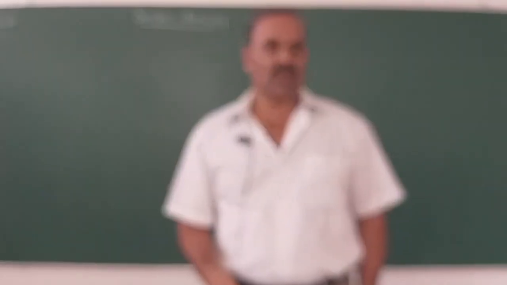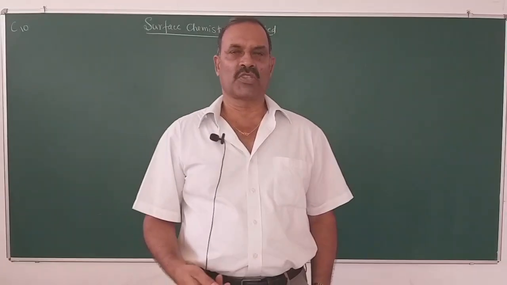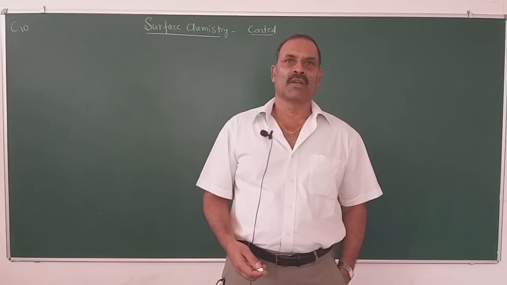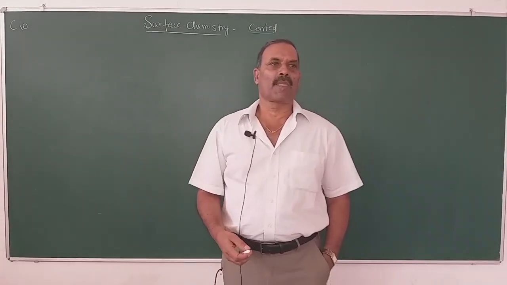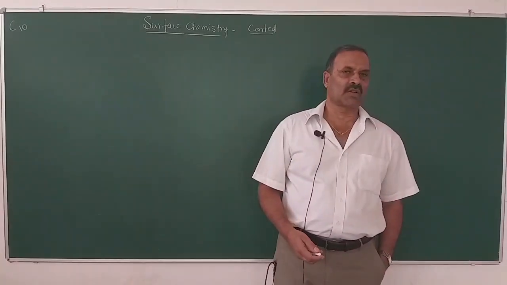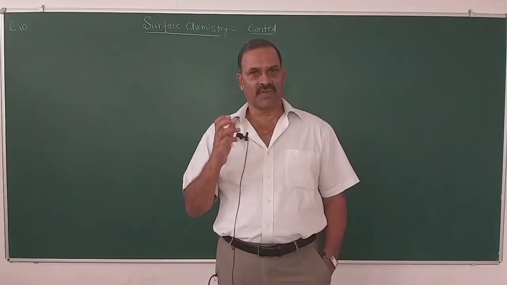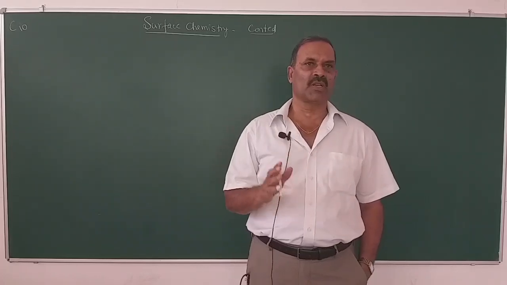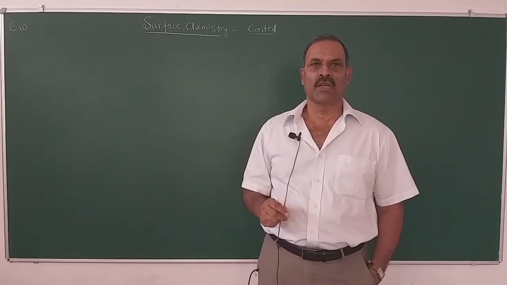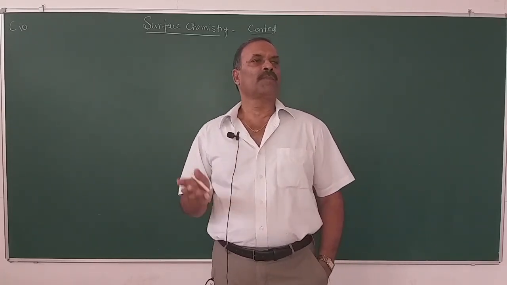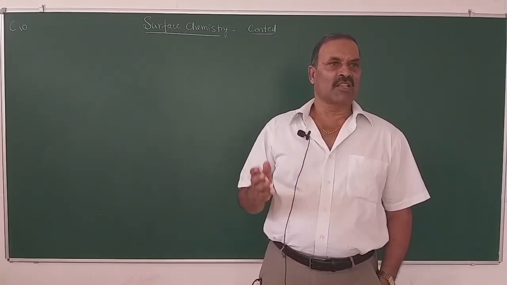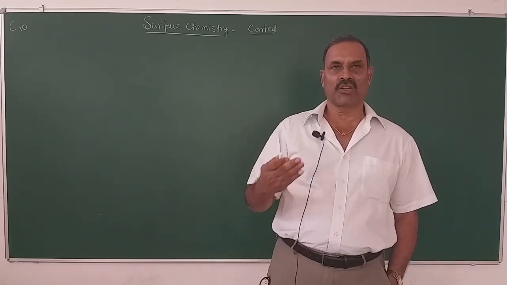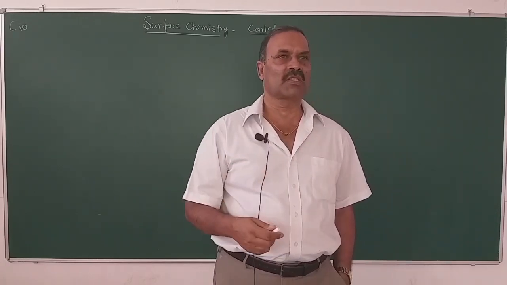So we have completed the chapter solutions. So in our regular classes we were discussing the chapter surface chemistry. Surface chemistry consists of three portions, namely adsorption, catalysis and colloids. I have completed adsorption and catalysis and started colloids in your regular classes. So the continuation of colloids is today's topic.